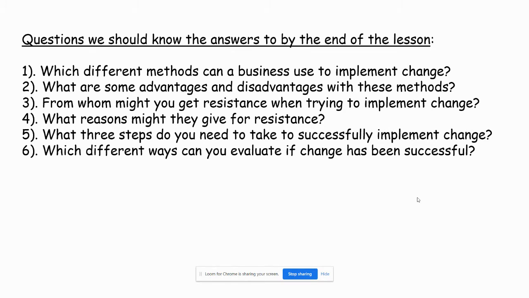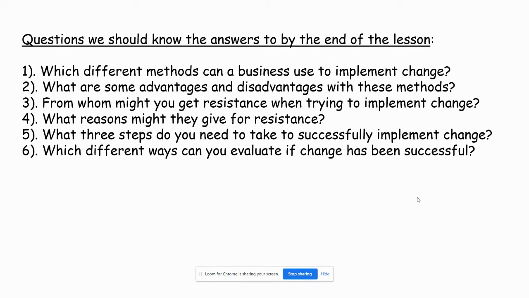So which different methods can a business use to implement change? What are some advantages and disadvantages with these methods? From whom might you get resistance when you're trying to implement change? What reasons might they give for resistance? What 3 steps do you need to take to successfully implement change? Which different ways can you evaluate if change has been successful?